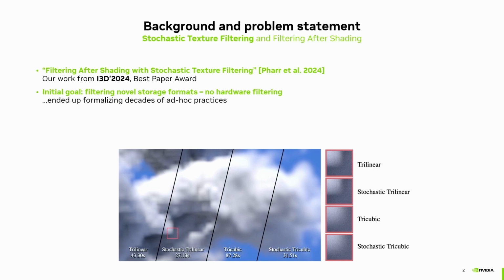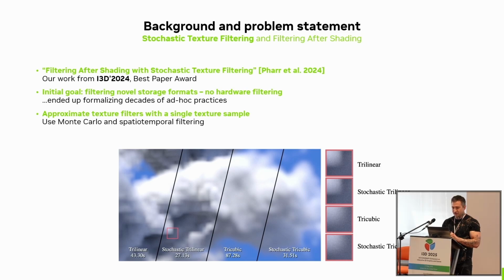We found evidence of similar practices going back decades in computer graphics, and we ended up formalizing them. And the collaboration with Matt Farr and Marcos Fajardo showed that it's actually also useful for offline rendering. And here is an example. We're using a stochastic tricubic filtering, approximating a tricubic filter that would otherwise require 64 texture samples. We approximated it with 1 texture sample, and we got both better performance and much better quality than trilinear filtering on volumes.